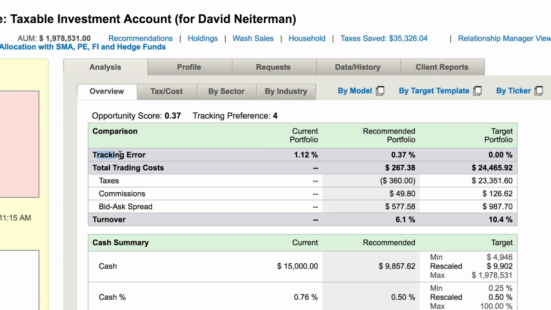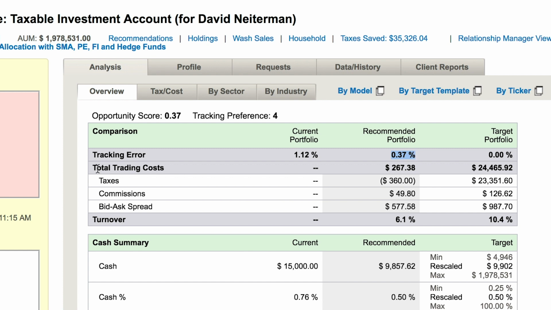First, we can look at drift to target, which we measure using tracking error. If you were to trade straight to target, there would be no drift. If you do nothing, the current portfolio has drift of about 1.12% expected tracking error. The recommended portfolio, which follows your parameters, reduces drift by about 2/3. Why does it stop at 2/3?